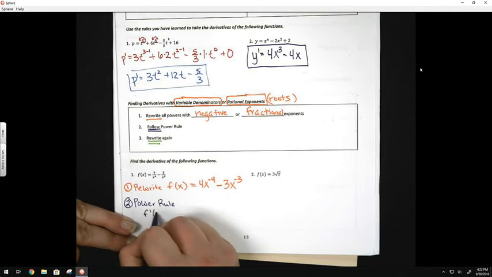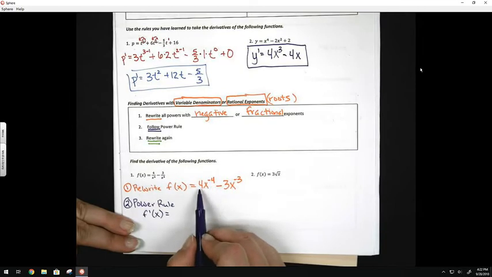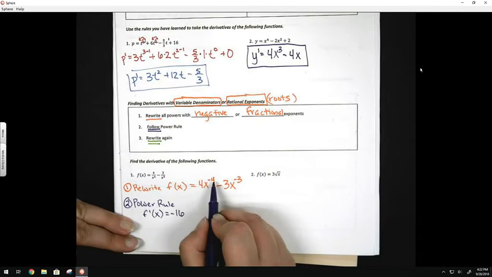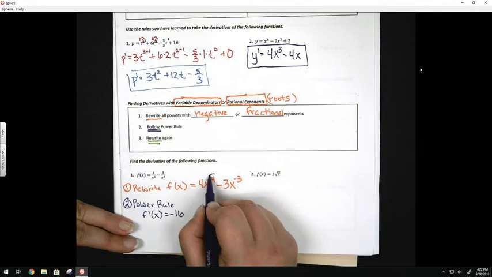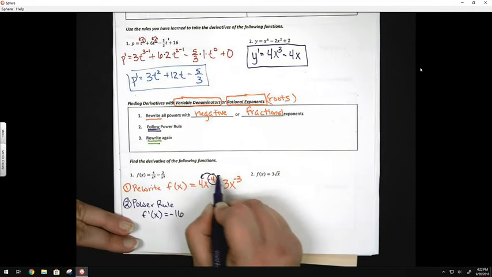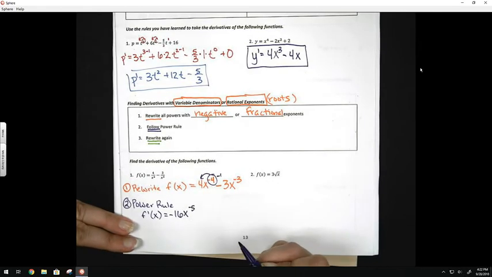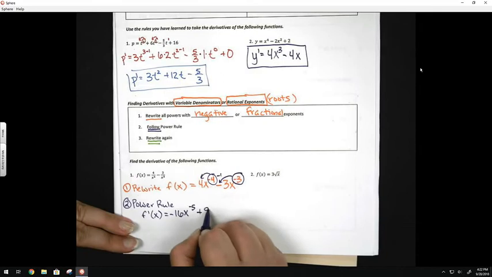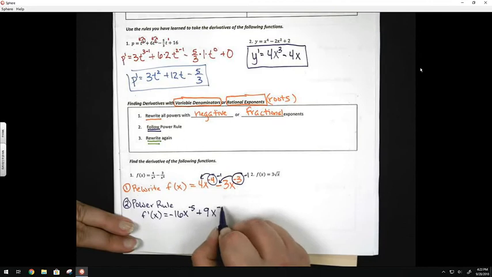So f prime of x is going to equal, I'm going to drop my exponent and multiply. So 4 times negative 4 is negative 16. And I'm going to subtract 1 from my exponent. This is where it gets weird. Negative 4 minus 1. So here, I'm dropping this, and I'm going to subtract 1. This is actually x to the negative 5th. So be careful with your negatives. Then I'm going to drop my exponent. So negative 3 times negative 3 is a positive 9. And I'm going to subtract 1. So this becomes x to the negative 4th.